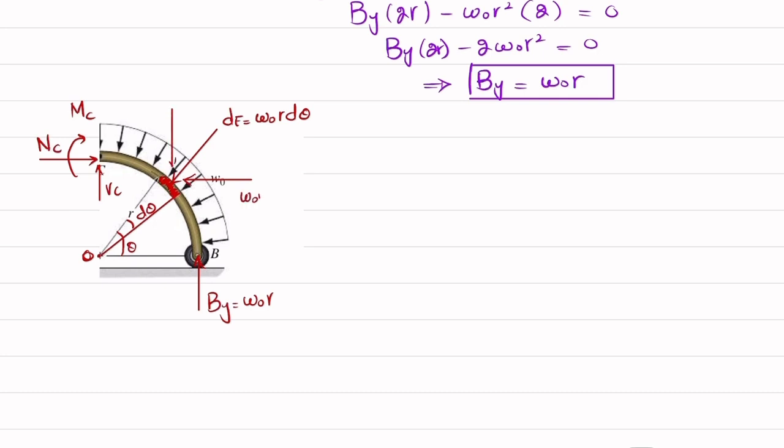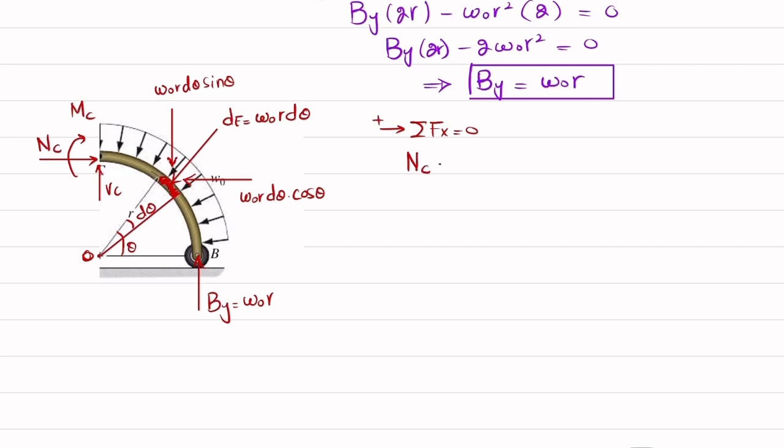So this component will be equal to w naught r d theta into cos of theta, and this will be equal to w naught r d theta into sine of theta. Okay, now we'll apply equations of equilibrium. So the first equation of equilibrium is that the sum of all forces along x direction must be equal to 0, and force in this direction is taken as positive. So you can see one force which is NC is in positive direction, and the other component of this force is in the negative direction. There is no other horizontal force here. Sum must be equal to 0.